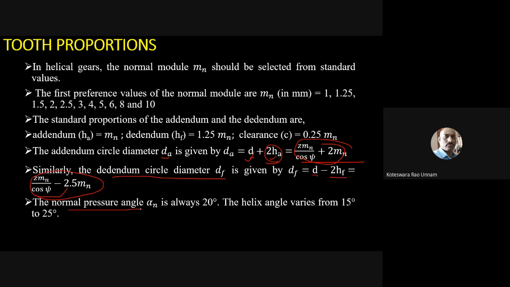Then the normal pressure angle alpha n is always 20 degrees. In the case of a helical gear, the normal pressure angle is always 20 degrees. You don't have any other type of angle. It is fixed at 20 degrees. But the helix angle may vary from 15 degrees to 25 degrees. Helix angle can vary from 15 to 25 degrees, but the normal pressure angle is always 20 degrees in the case of a helical gear.